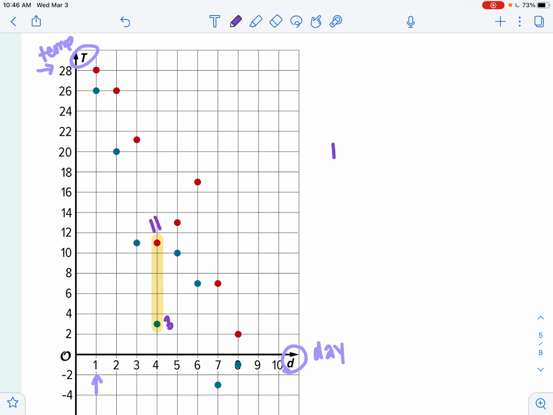For example, on day 4, you can see that the high temperature was 11 and the low temperature was 3, which means the difference between the high and the low was 8 degrees Fahrenheit. And that's just the distance here between the high and the low, 8 degrees Fahrenheit. And all these numbers should be labeled degrees Fahrenheit.